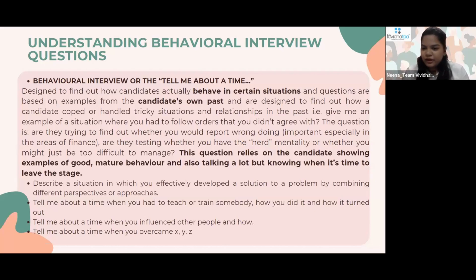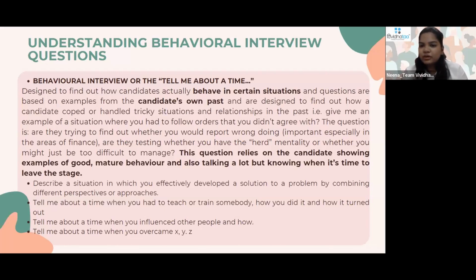Whether they are trying to find out that you will report the wrongdoing. Since you don't agree with this order, you will report it to your other employers or your other managers, or whether they are trying to test if you have a herd mentality, that what others are doing and what my employer is telling me, I will follow that. So this question relies on the candidate showing examples of good, mature behavior and also talking a lot, but knowing when it is time to leave the stage.